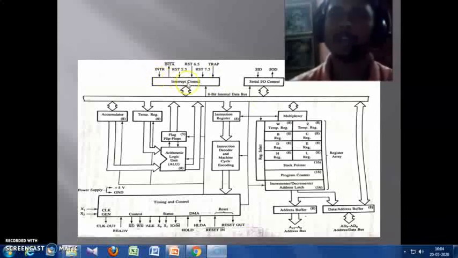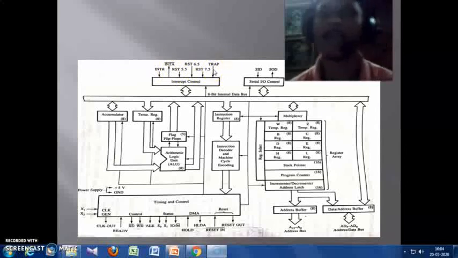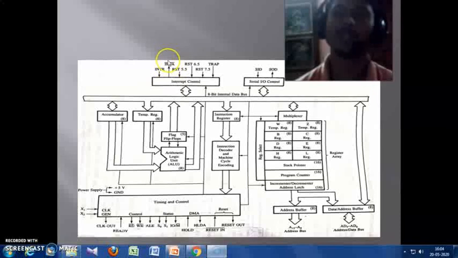And here we have the interrupt control. Here we have the interrupt lines: INTR, TRAP, RST 7.5, RST 6.5, RST 5.5, and we have an INTA bar signal, that is basically an interrupt acknowledgement signal that will be sent to the peripheral device after accepting the interrupt. Means the microprocessor will send the acknowledgement signal to the interrupting peripheral device, that is the INTA bar signal.